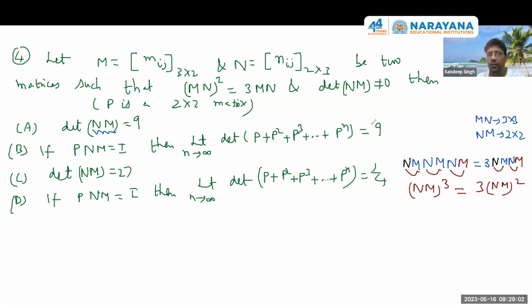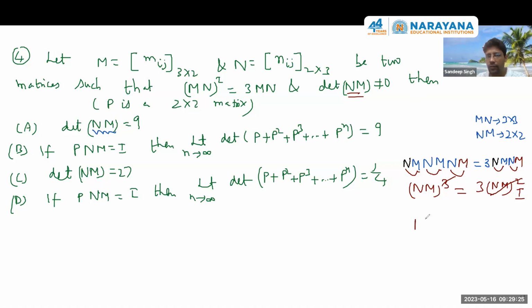Is that clear? And since NM is invertible, I can basically cancel NM square on both sides. See, when I say I cancel, I'm actually multiplying by its inverse. So don't take this like I'm canceling these terms. You're understanding, right?